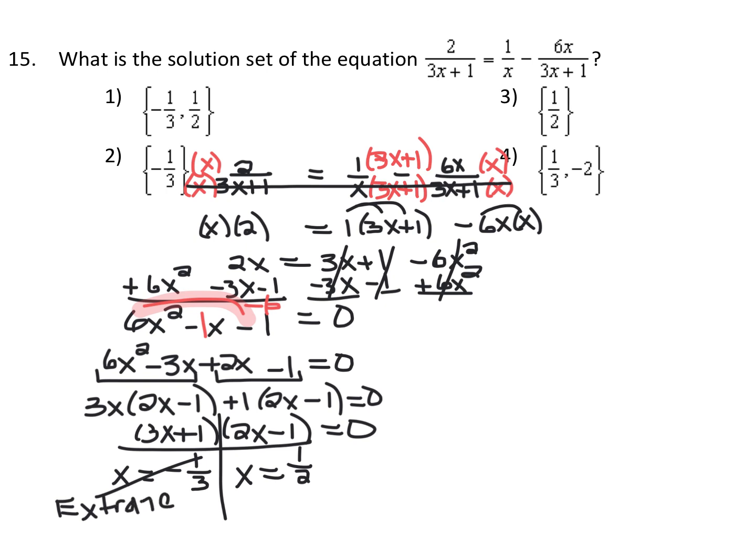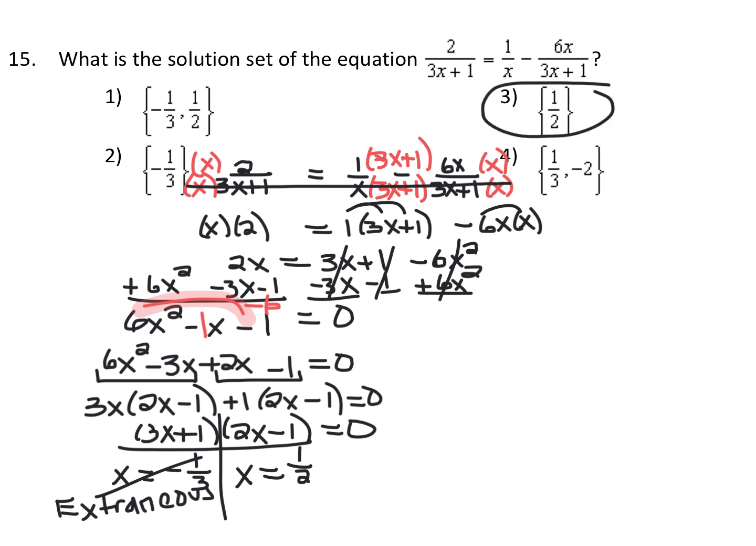Okay, if you take the 1/2 and substitute it in for x into any of these denominators, it does not create a 0. So we're allowed to have that. So the 1/2 does check. So choice 3 is the answer.